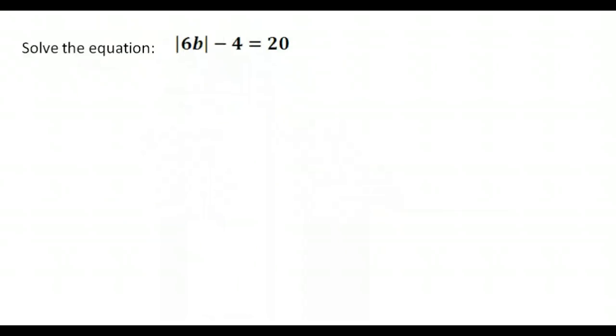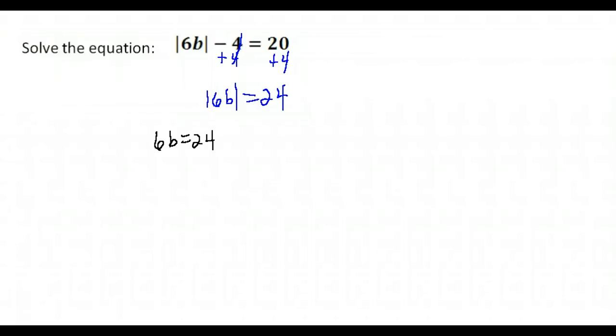Here is our last absolute value example. Okay, so follow the steps. First thing, isolate the absolute value. In this case, I would have to add 4 first before I begin this problem, so that I have only the absolute value on one side. Step 2, set up both equations, one positive and one negative. So I have 6b is a positive 24, and 6b is negative 24, and I solve them both.